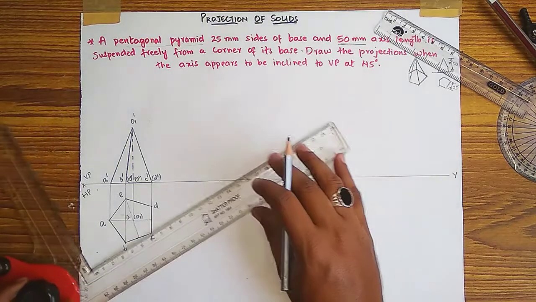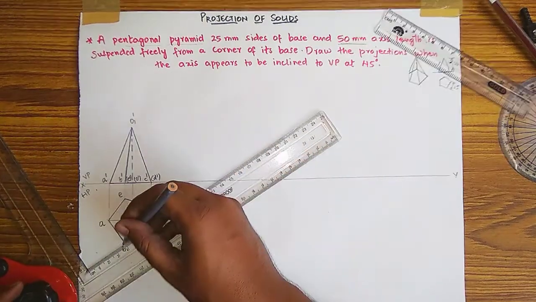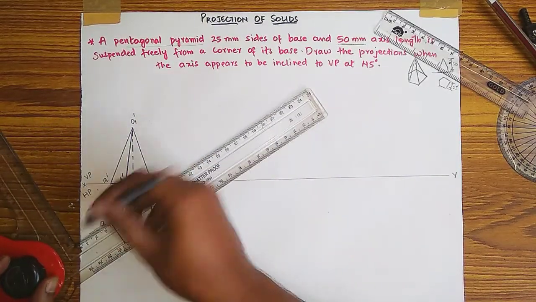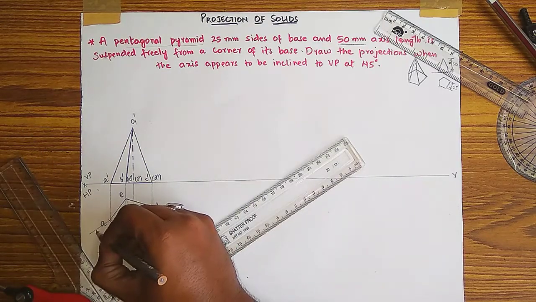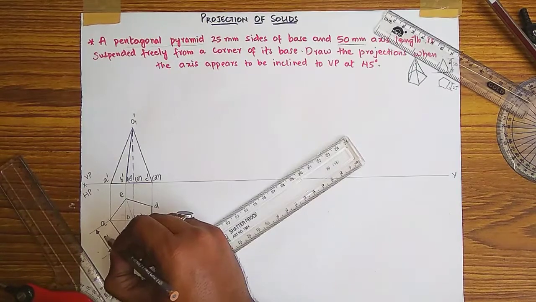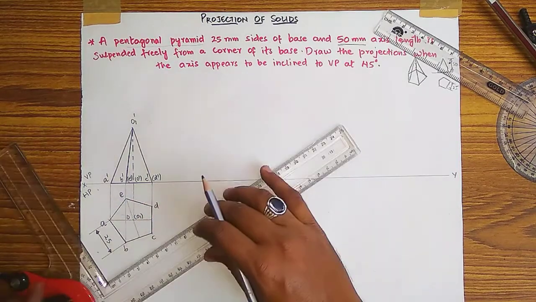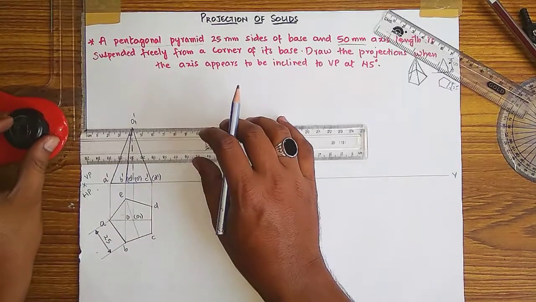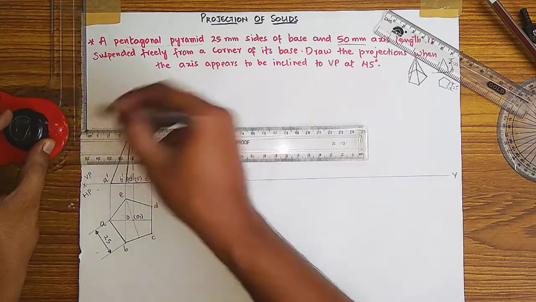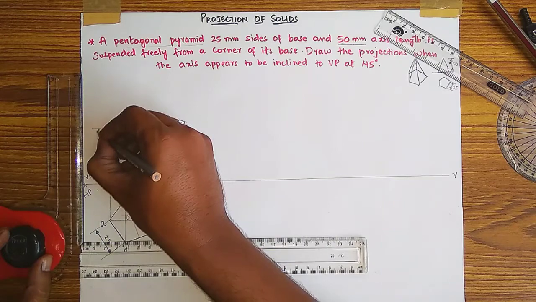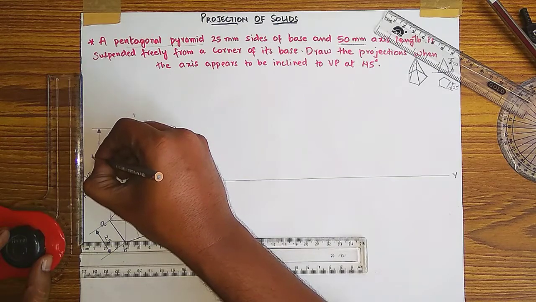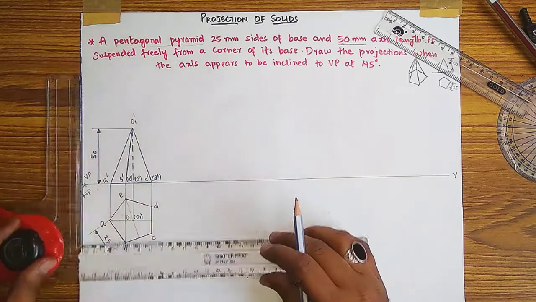Then after the first projection is complete, you have to show the dimension, what dimension is given in the question. How much is it? 25 mm as said in the question. So write it as 25 mm, and you have to show the axis height. How much? 50 mm. So you have to show the axis height 50 mm also. Now the first projection is complete.